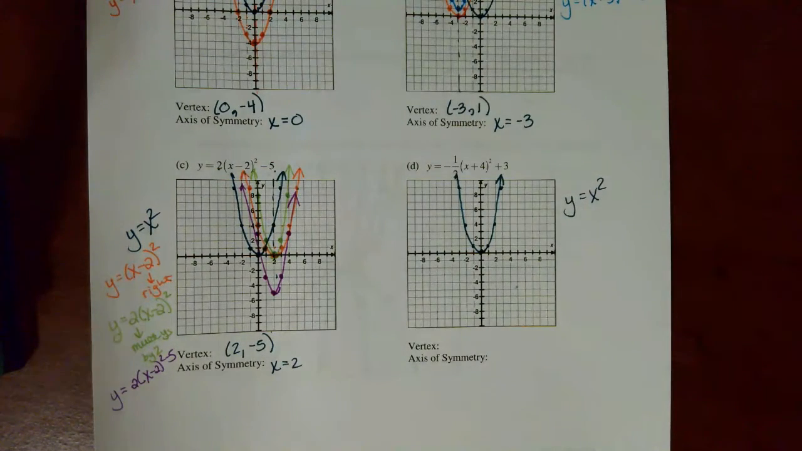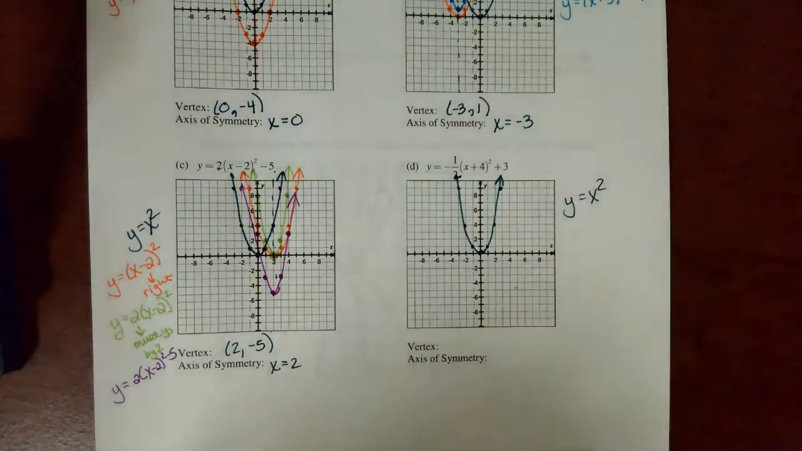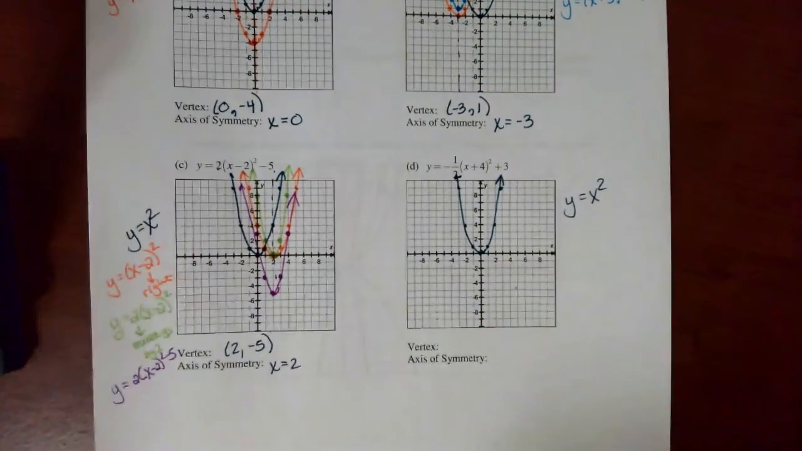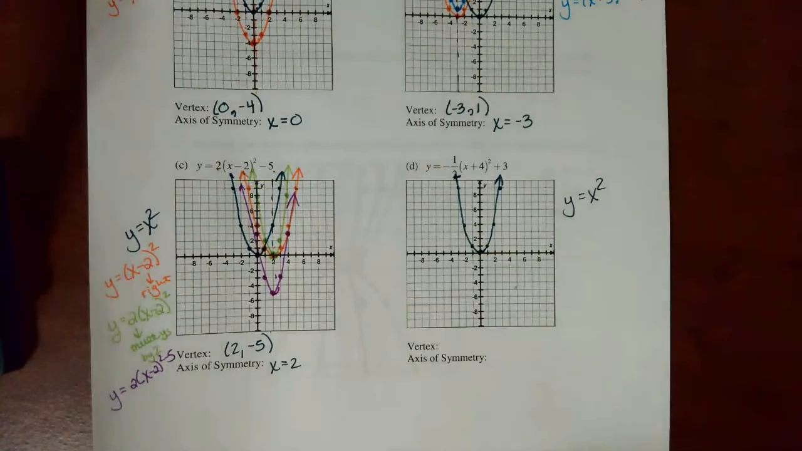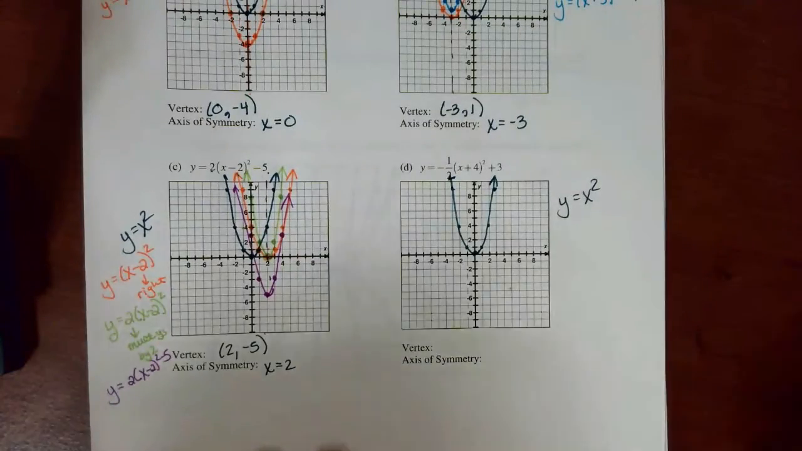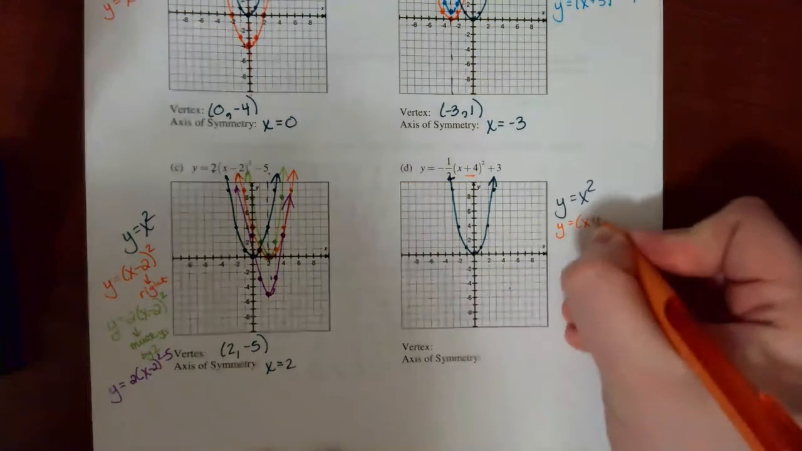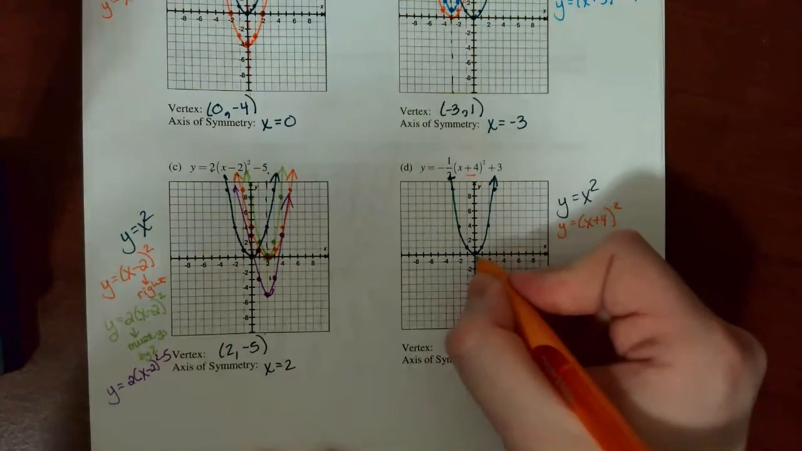D is as difficult as they're going to get. Please go do your first step of D. Okay, first step is the horizontal shift. That's the +4. y equals, in parentheses, x plus 4 squared means I'm going to go left 4.